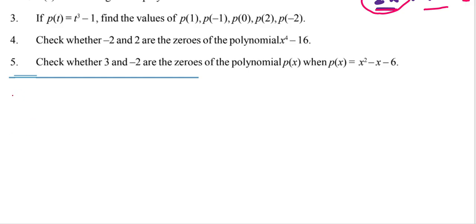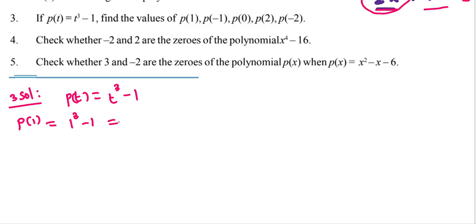Now look at the third solution. P of t is equal to t cube minus 1. First, substitute: p of 1 means 1 cube minus 1, that is 0. Now look at p of minus 1. Substitute minus 1 whole cube minus 1. Minus 1 whole cube, multiplied three times.